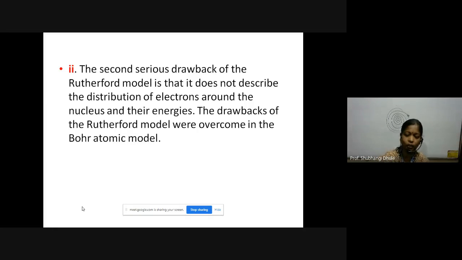So this is the second drawback of the Rutherford model: it does not describe the distribution of electrons around the nucleus and their energies. These are the two important drawbacks. Another important one is that he could not explain the atomic spectra, which we are going to explain in the Bohr's atomic model.